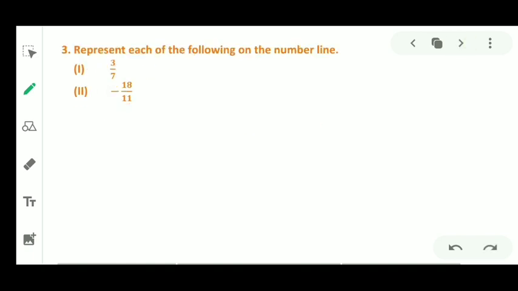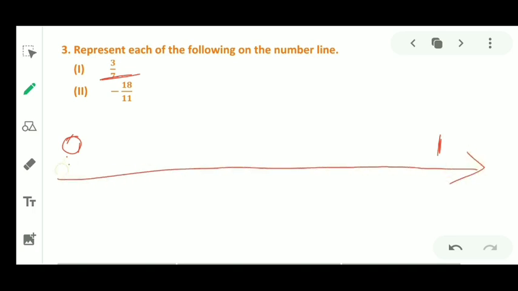Question number 3. Represent each of the following on the number line. First we have 3 by 7. 3 by 7 is a positive proper fraction. So students, all positive proper fractions lie between 0 and 1 on the number line. You have to remember this point. Okay, all positive proper fractions lie between the number 0 and 1 on the number line.